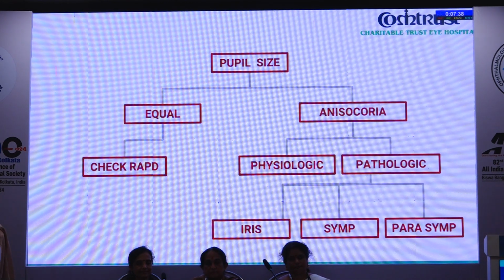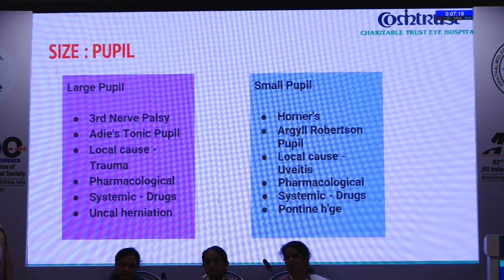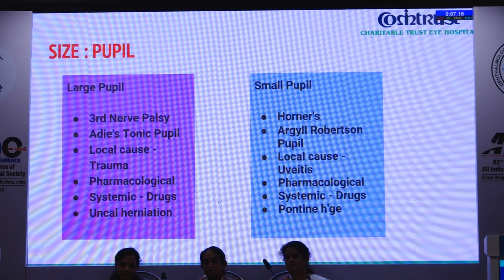So this is the algorithm. I will take you through each of this, but in general, if the pupil size is equal, check for RAPD, and if there is anisocoria, check if it is physiological, or if it is pathological, check if there is any damage to the iris, or any sympathetic or parasympathetic defect. So these are the causes of a large and a small pupil. You all know it already.